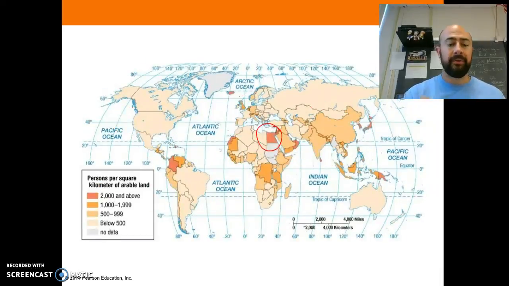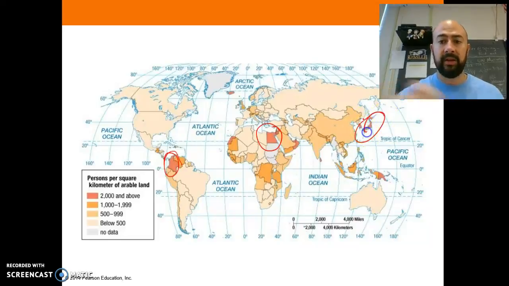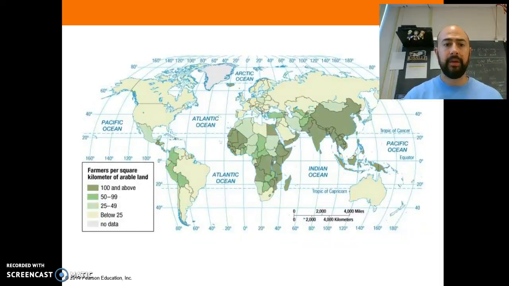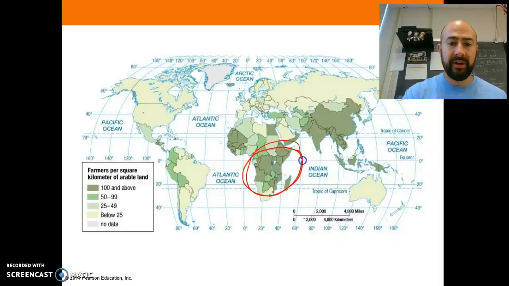Okay. Again, notice this is Colombia over here. Very high person. Not a lot of arable land in Colombia, but there's a lot of people that supports it. Okay. Same thing with Japan. Very high physiological density. And then finally, we have farmers per square kilometer. So this is the agricultural density. Okay. Again, notice. Look at Africa.